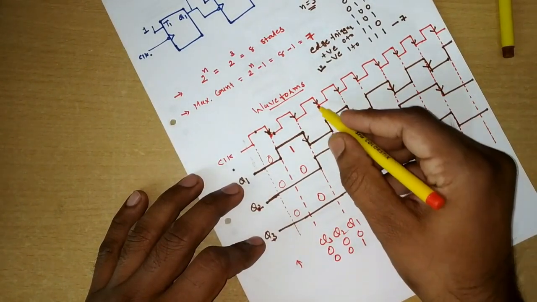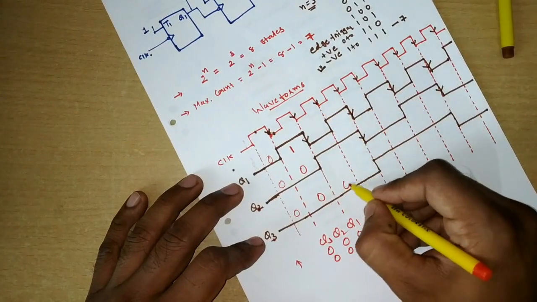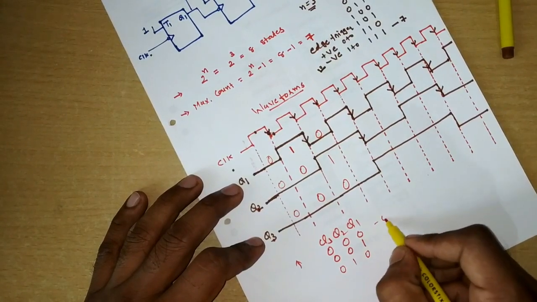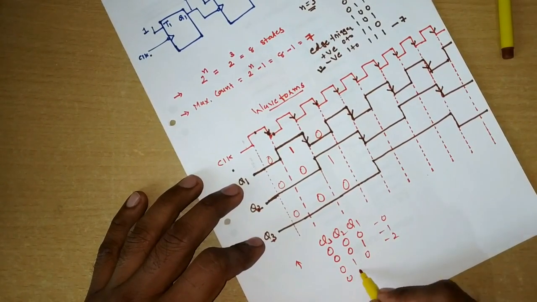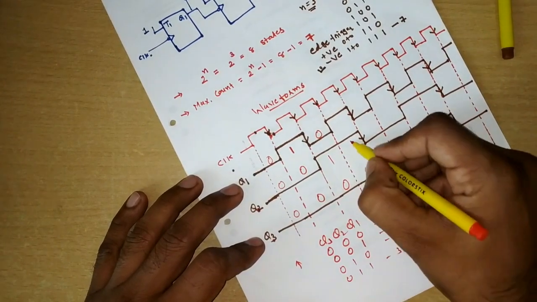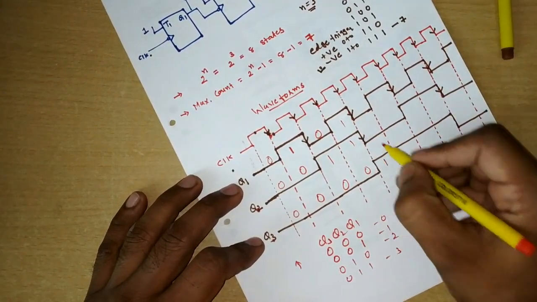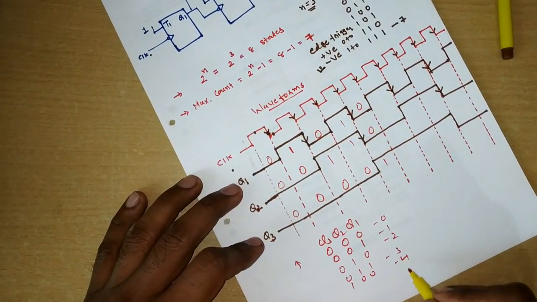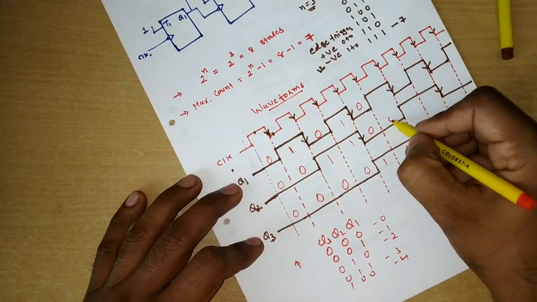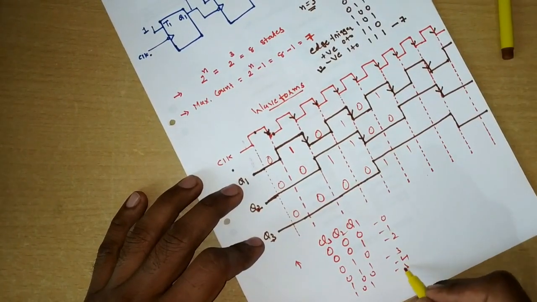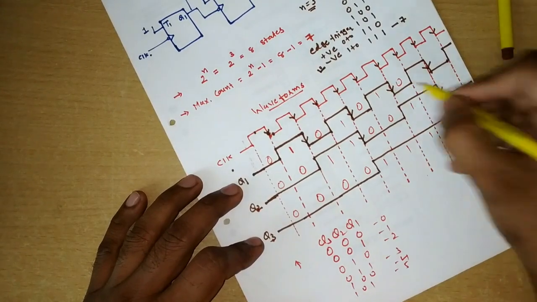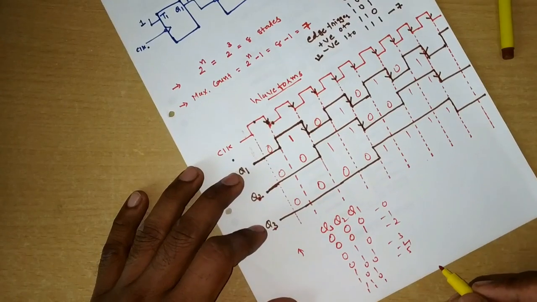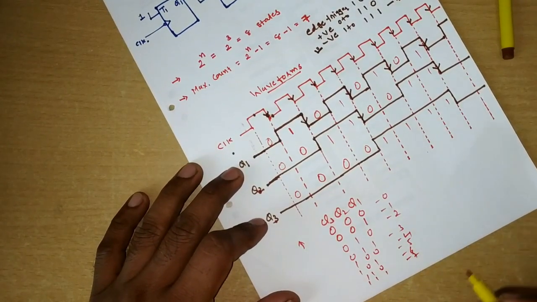In the next clock cycle, you see 0 1 0, so this is 0, this is 1, this is 2. Then 0 1 1, that is 3. Then 1 0 0, which stands for 4. Then 1 0 1, which stands for 5. And then 1 1 0 and 1 1 1. So this is 6 and 7.